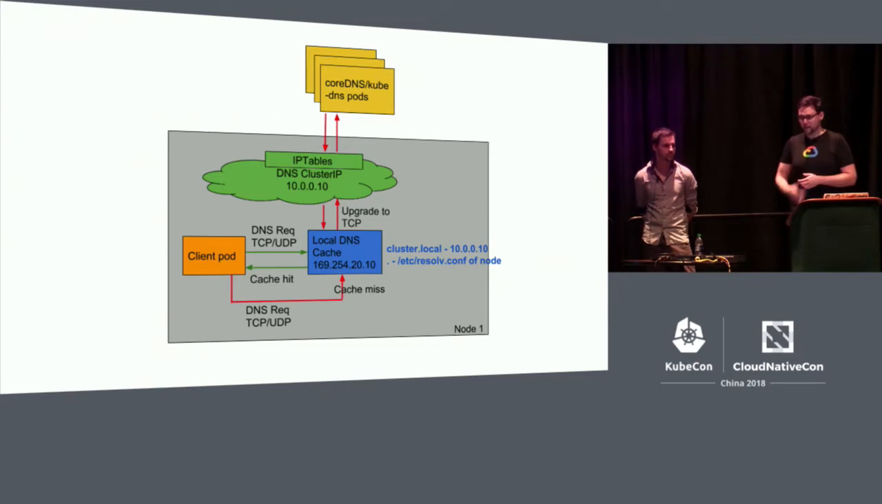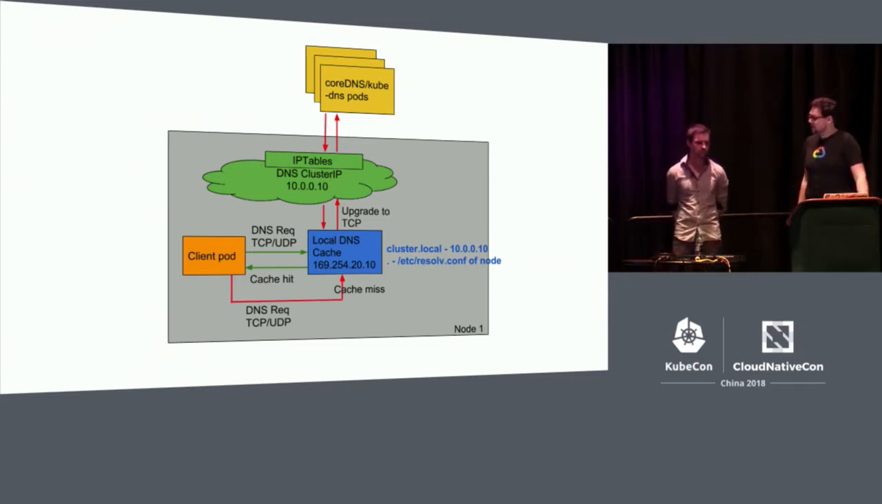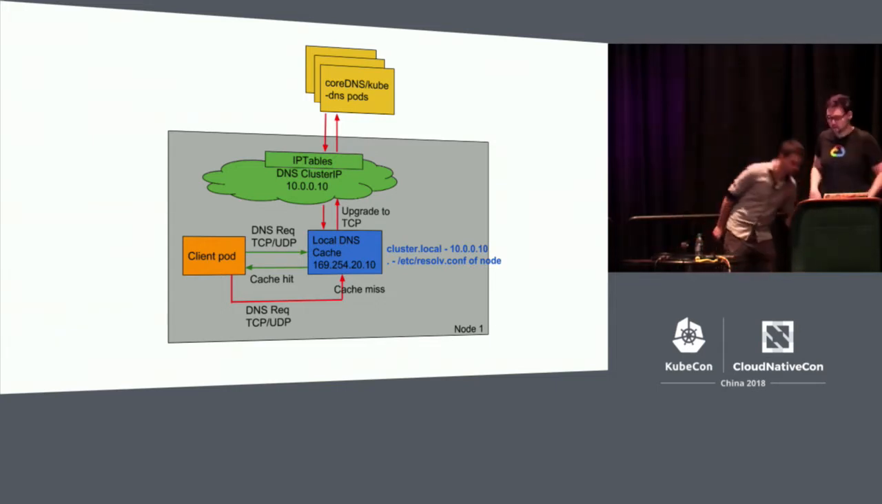So here's a diagram of how the request flow works with a NodeLocal cache. A request from a client pod will go into the cache, and either a cache hit or a cache miss will happen. In the event of a cache miss, the request will either be routed to the cluster DNS or to your favorite public name server that is specified in the resolver configuration, in whatever way you have done so.